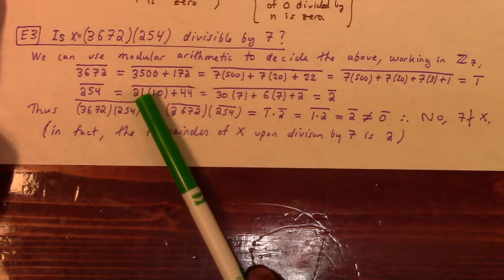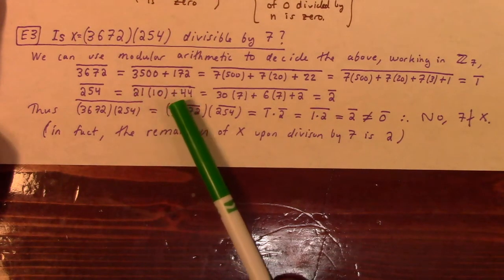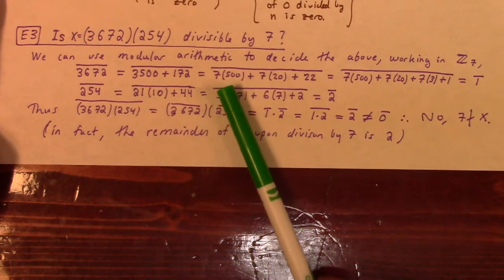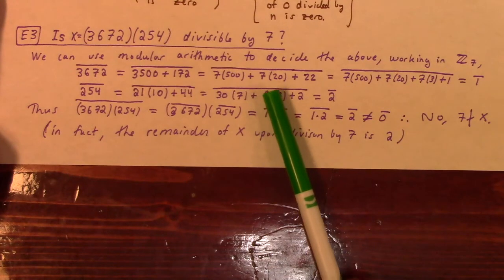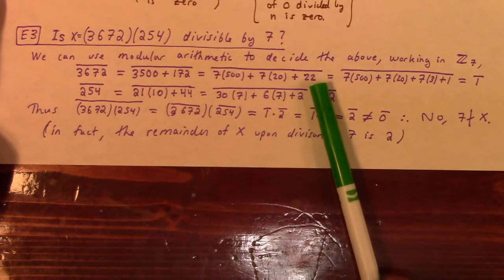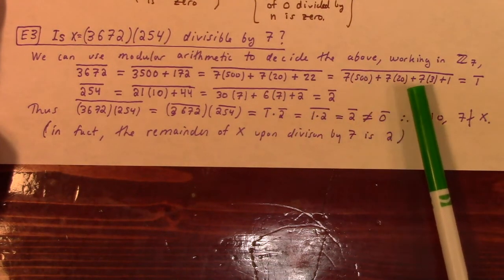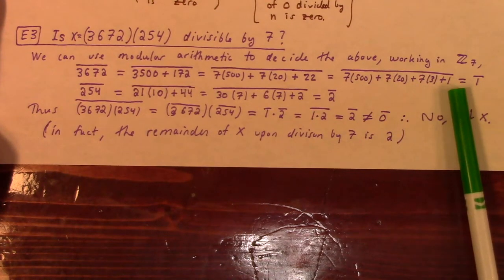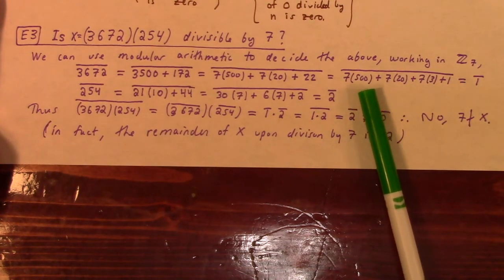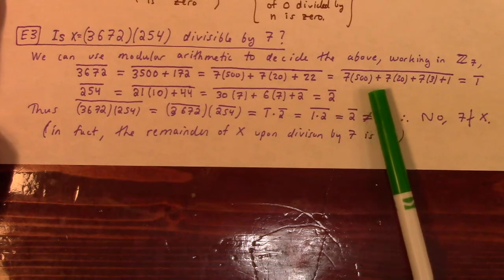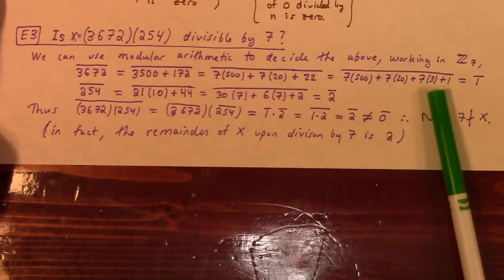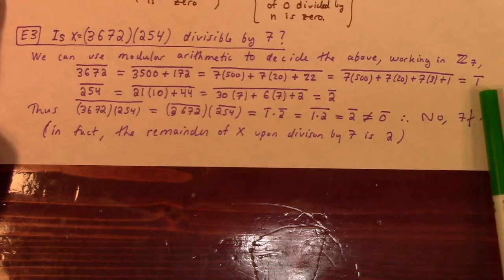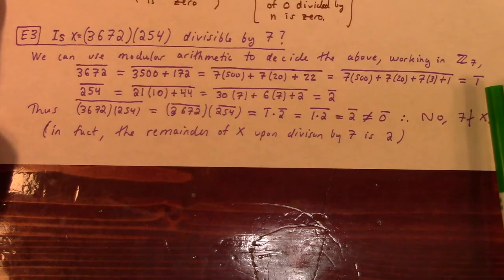3,672 I can write as 3,500 plus 172, which is 7 times 500 plus 7 times 20 plus 32, which is 7 times 500 plus 7 times 20 plus 7 times 4 plus 4. The point of all this is any multiple of 7 drops to 0 when working mod 7. So all that's left here is 1. So 3,672 mod 7 is 1.